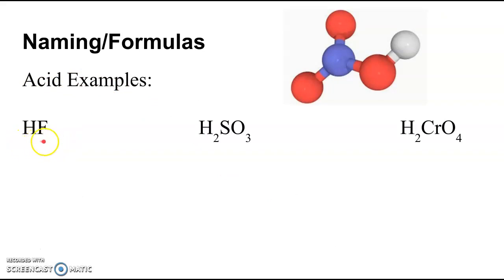Okay, so HF. So we know it's an acid because it starts with H. They all start with H, whether it be 1, 2, it could be 3 hydrogens in front. If it starts with H, you want to name it as an acid. So we look for the anion that's in the acid. That's going to determine how we name it. So F, the name of that anion is called fluoride.